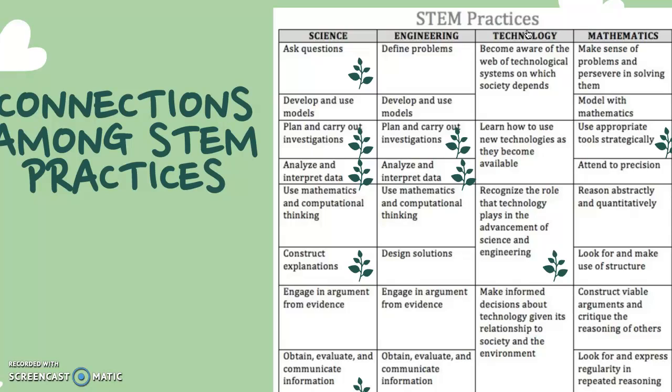And then for mathematics, I thought that students could use appropriate tools strategically. So in thinking about cutting the bottles and the ribbon and things like that, making sure that they're using things like a ruler or a measuring tape to make sure that those measurements are precise. And then students could also be using measuring cups in order to measure liquid volume as part of this experiment.